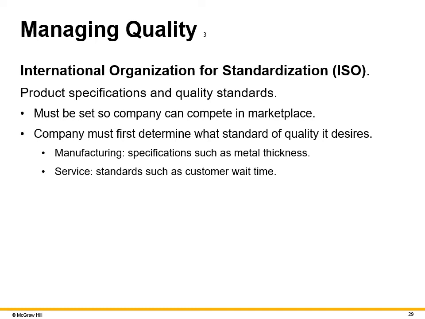Regardless of whether a company has a TQM program, first it must determine what standard of quality is desired and then assess whether the products meet that standard. Product specifications and quality standards must be set so the company can create a product that will compete in the marketplace. Quality standards can be incorporated into service businesses as well. Quality standards for manufacturing might be the thickness of material or the amount of certain material. Service industry standards could be things such as how long a customer waits or how many fries are in the actual order. The next step would be inspection.